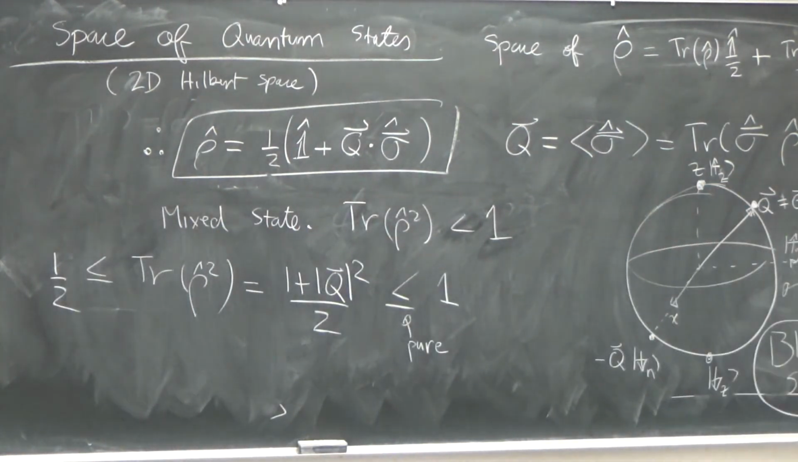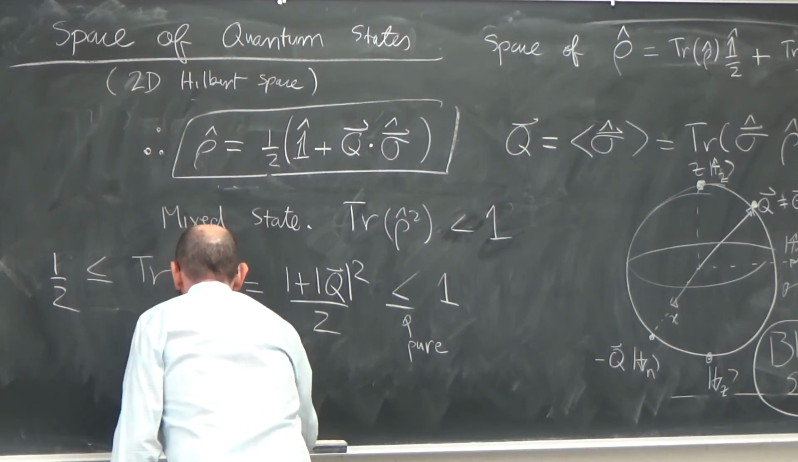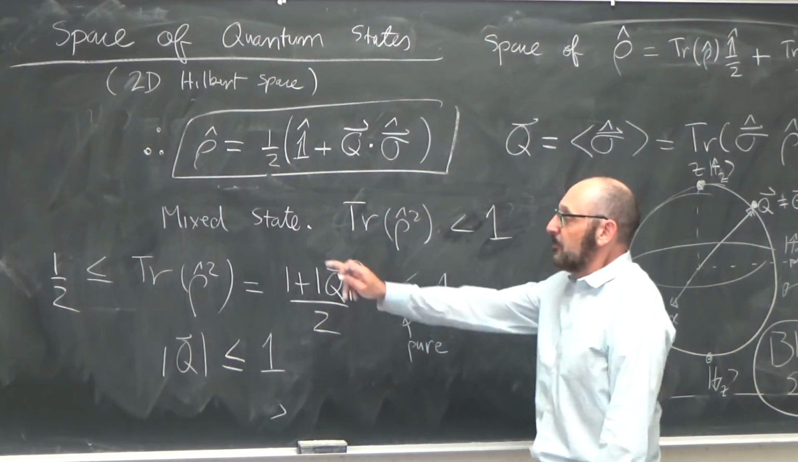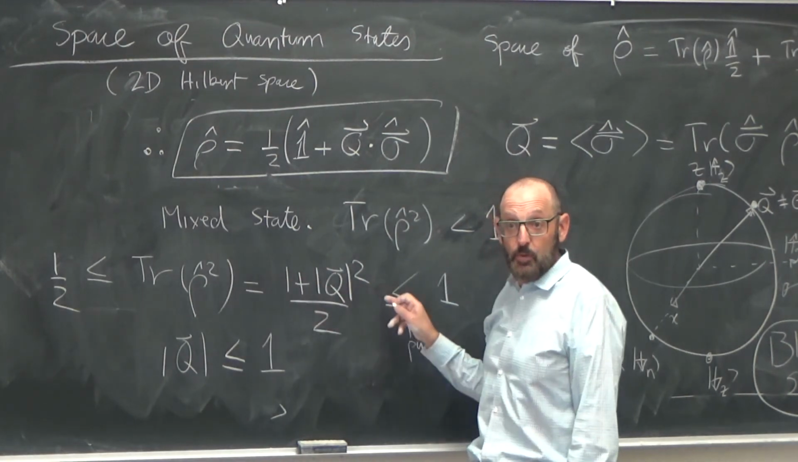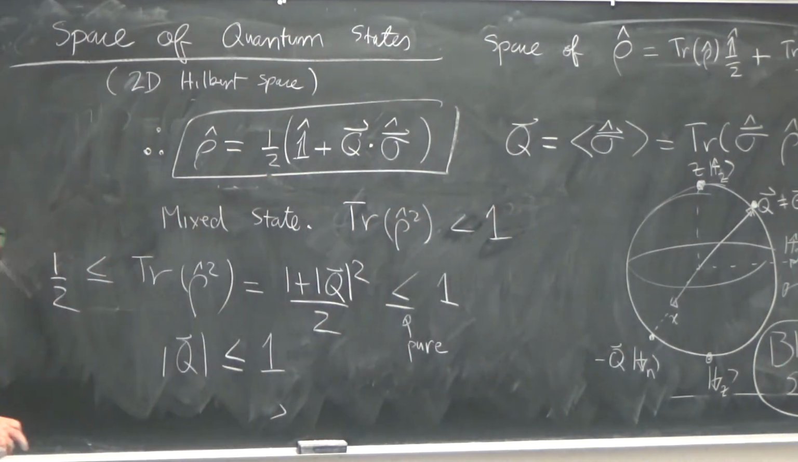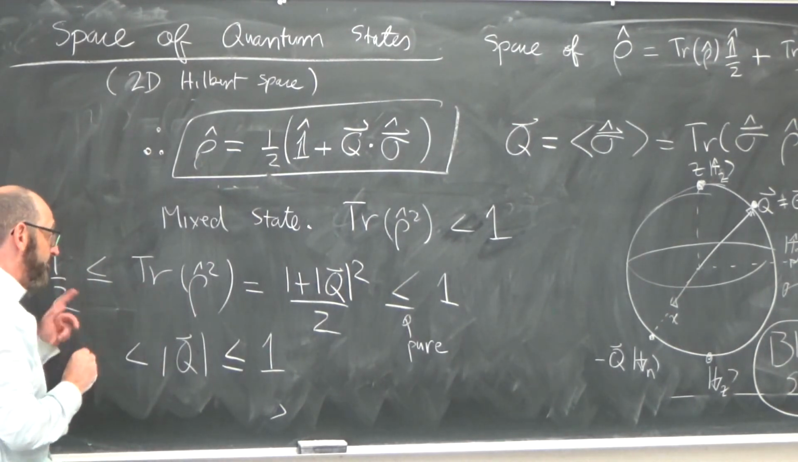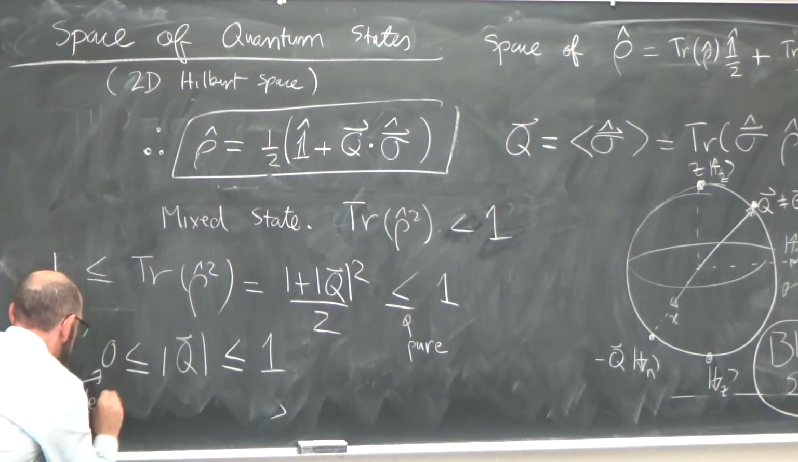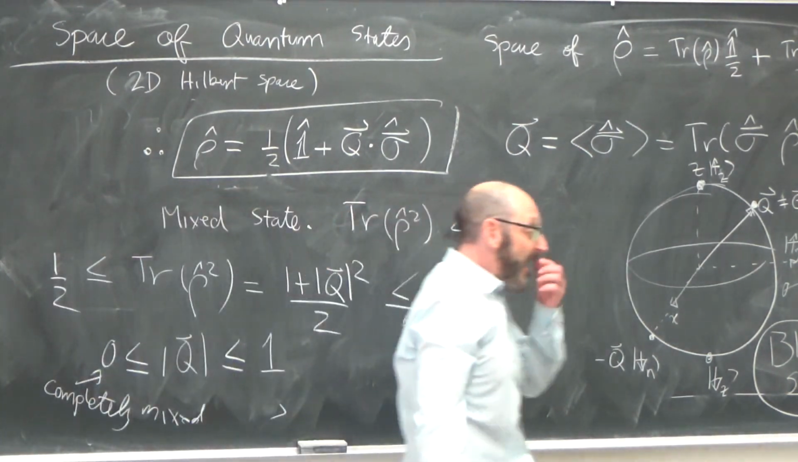So now I ask you, how does the magnitude of the Bloch vector go between pure and mixed? Well, we just said for the pure state, the magnitude of q was 1, and that means the trace of rho squared is 1. What's the minimum value of q? 0. This is always confusing. The purity goes to 1 over d, but the magnitude of q goes to 0 for completely mixed. So to conclude, what we have is the following.